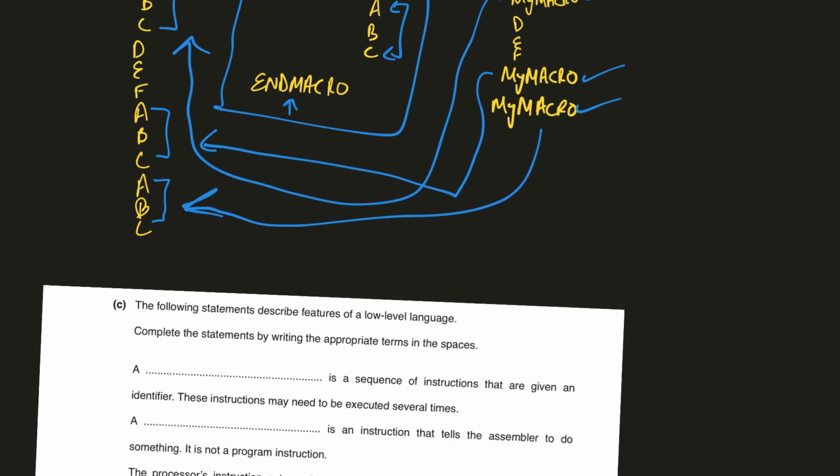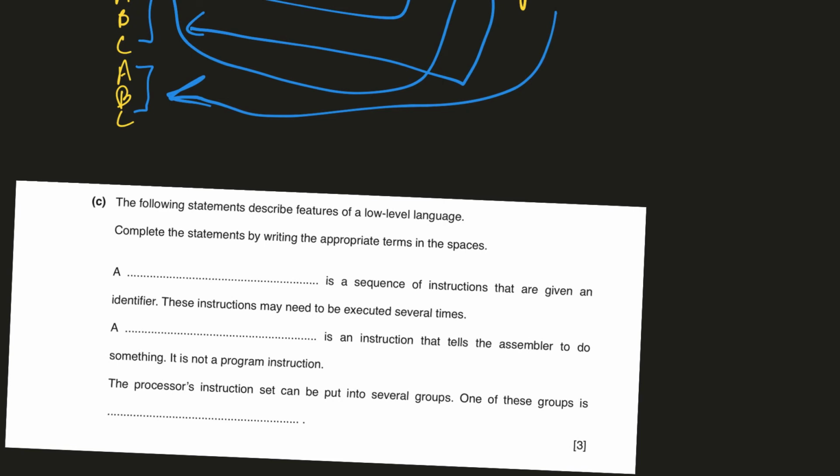And here we have a question from the past paper, and I think this is one of only two questions that have ever come from 2015 in the old syllabus. We need to complete the following statements that describe the features of a low-level language, by writing appropriate terms. A dash is a sequence of instructions that are given an identifier. These instructions need to be executed several times. As we just read, macros are given a unique identifier, and they are instructions that need to be executed several times. So here we're going to write macro.